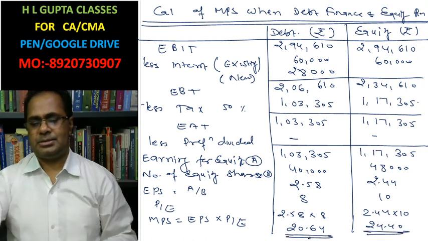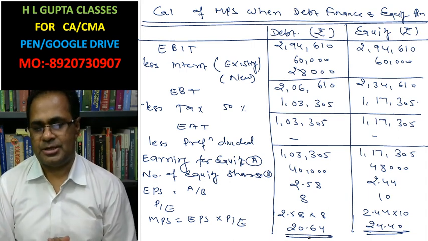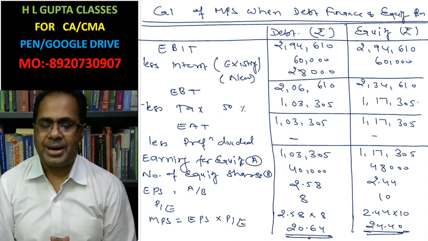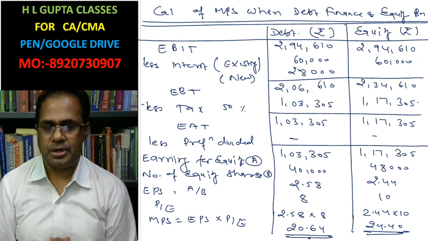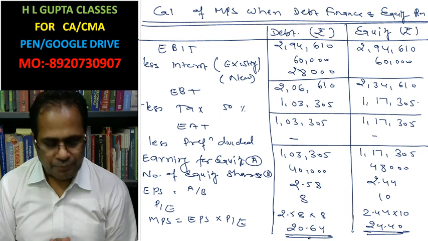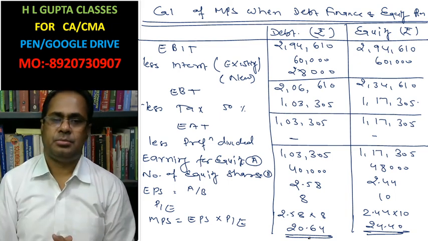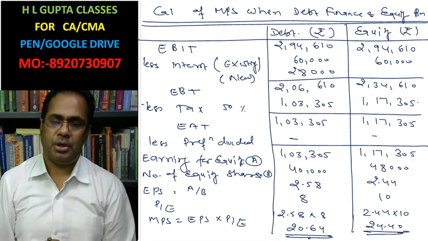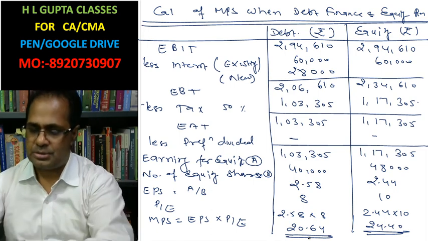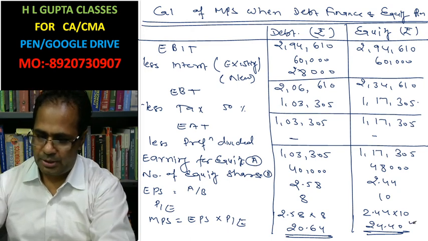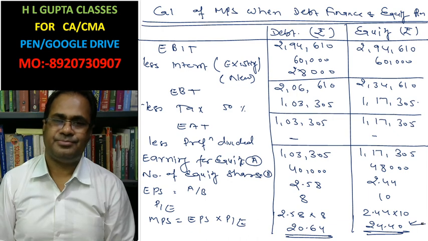In this case, which one has the highest market price per share? Market price per share under equity finance is more than under debt finance. Therefore, it is a better decision to raise additional funds from equity because it has the highest market price per share.